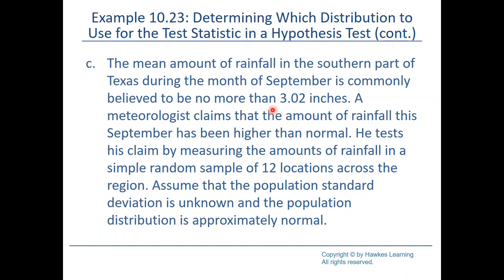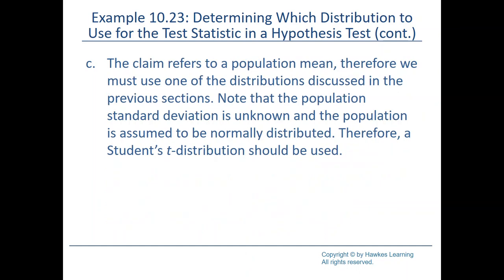We're literally testing how many inches. This is not a discrete variable. This is actually a continuous variable because, again, it's a measurable variable. And that changes things up a bit. So the claim here refers to a population mean and not a proportion. And this actually brings us back to 10.2 and 10.3.